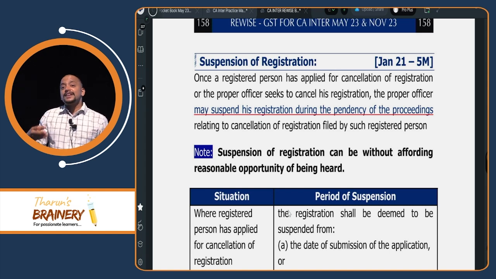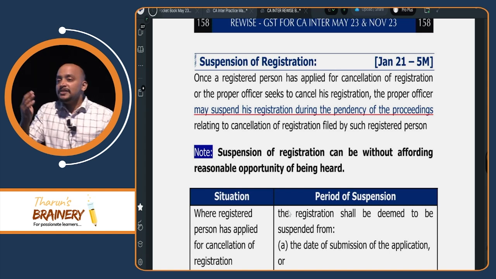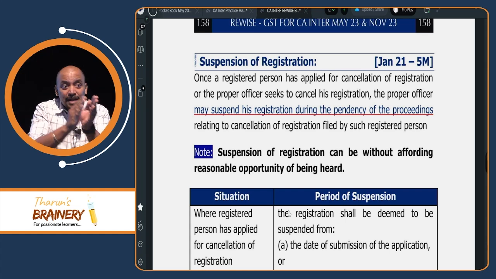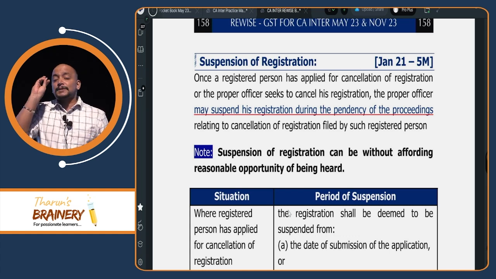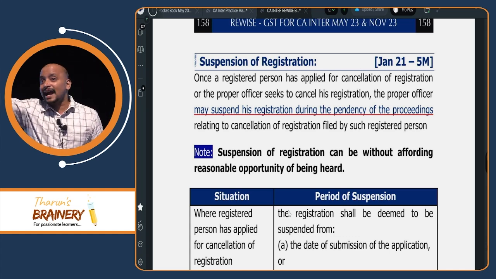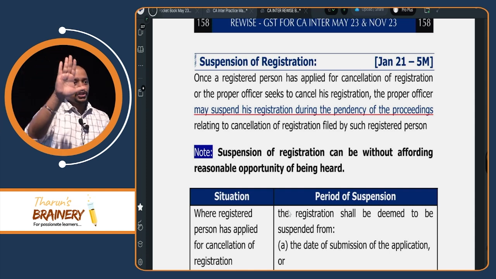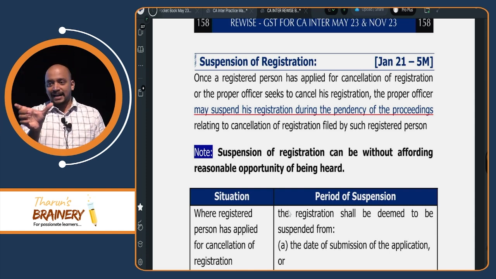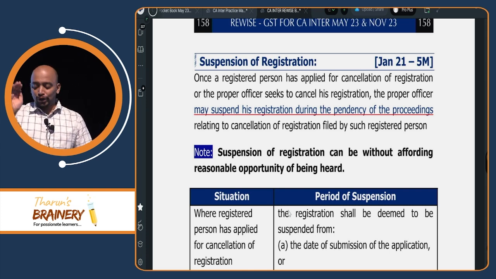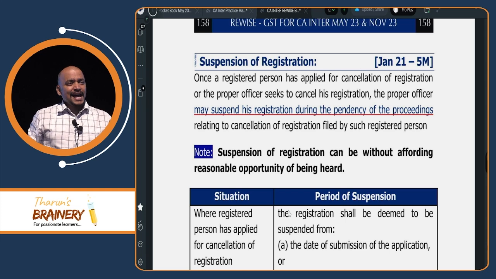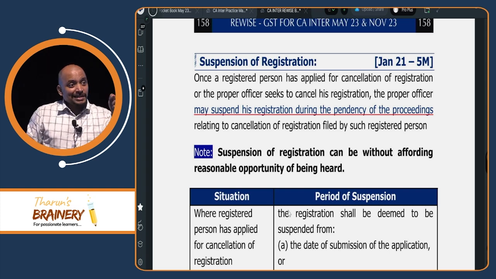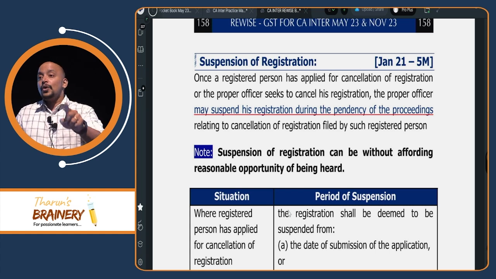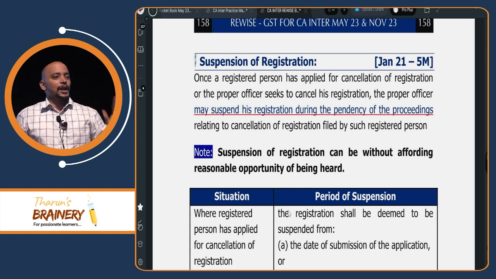Same way, when the officer initiates cancellation of registration, first he will give a notice, and till the time he concludes the cancellation proceedings, the registration will be suspended. Does suspension of registration mean cancellation of registration? No. Suspension of registration means a temporary action. For example, there is a police officer who has committed an offence. He will be suspended from his duties. But is he still a police officer? Yes. Only when he is dismissed, he is not a police officer.